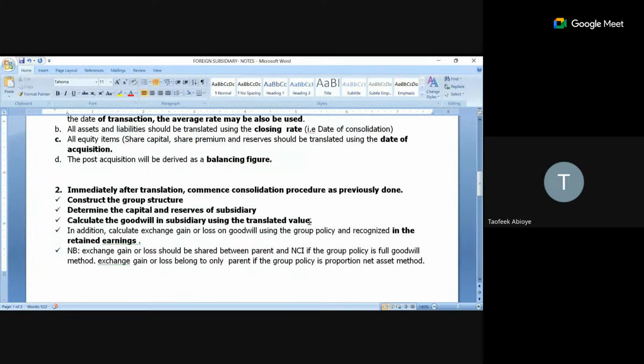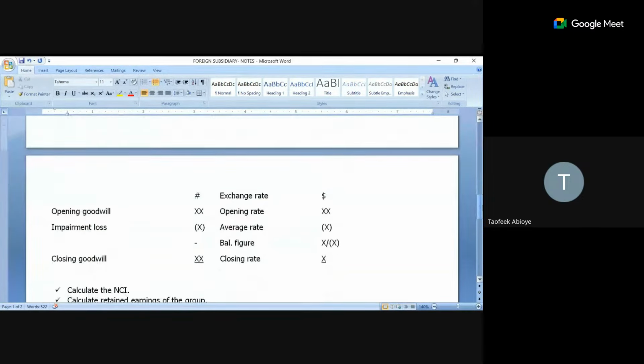After calculating goodwill, the additional thing we will do is that we must recognize exchange gain or loss on goodwill. We must calculate the exchange gain or loss on goodwill and add it or subtract it to our retained earnings. When we are solving questions, I will talk more on this. This is foreign subsidiary. When you are doing a foreign subsidiary, you calculate exchange gain on goodwill. And where is the format? This is the format.